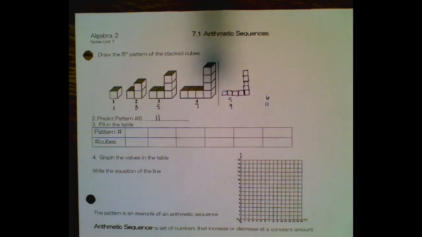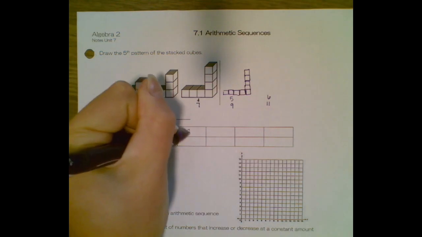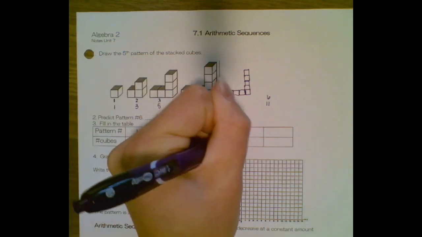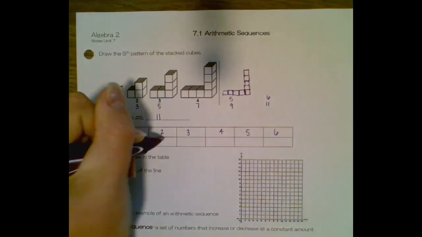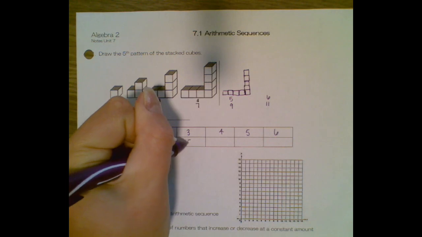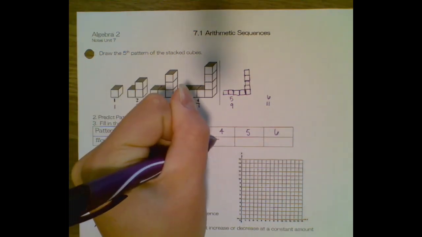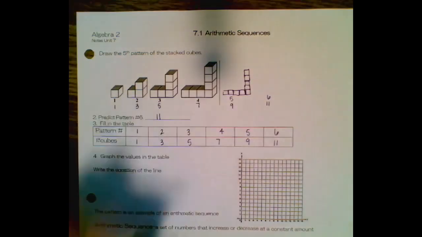All right. So the pattern on the first, second, third, fourth, fifth, and sixth pattern, the number of cubes we have for the first pattern was 1. For the second one, we had 3. For the third one, we had 5. Fourth one, we had 7. Fifth one, we had 9. And the sixth one, we said 11.